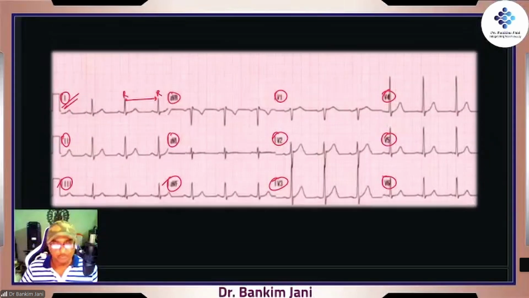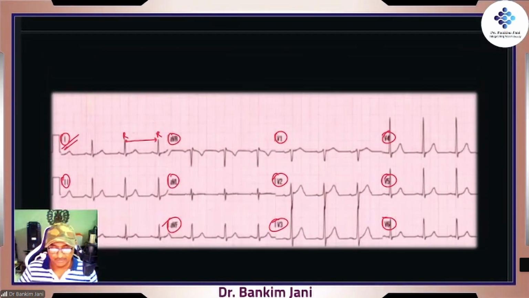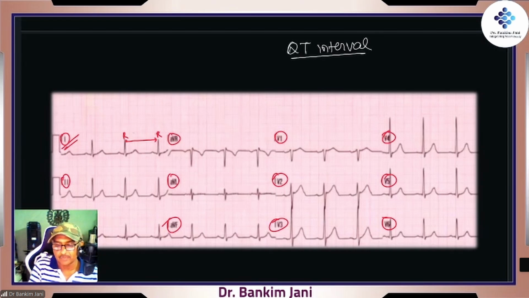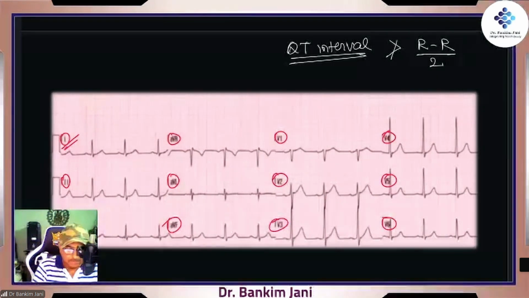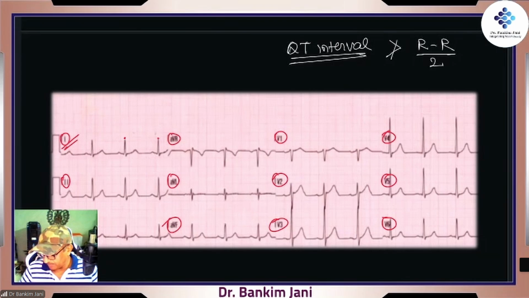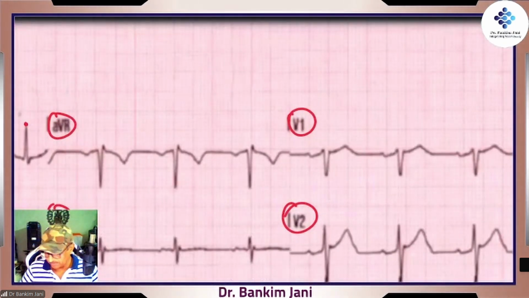Now, a few rules to always be remembered. The first rule is that the QT interval should not be more than half of the R interval. Not complicated at all. Here it is. This is R, this is one R, this is another R. Zoom it as much as possible.